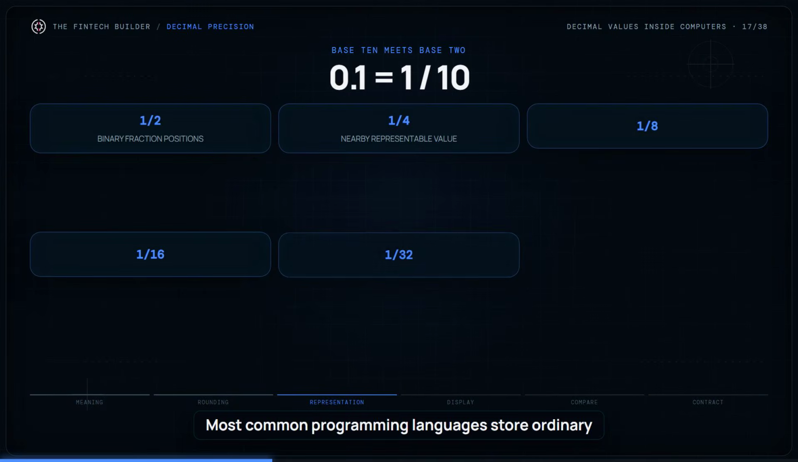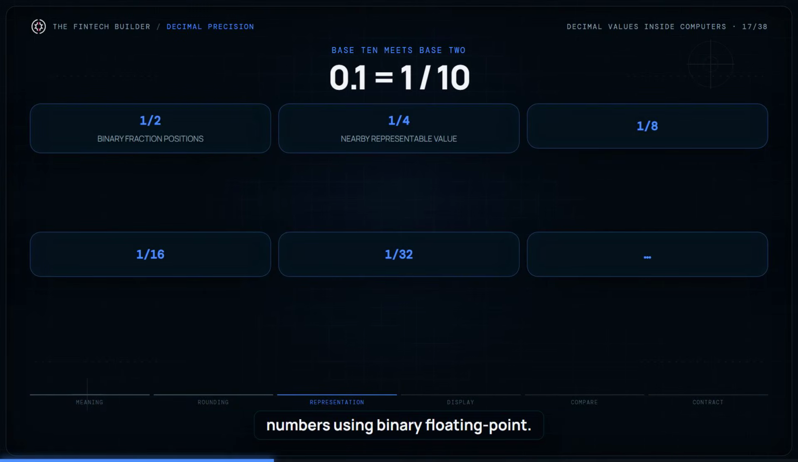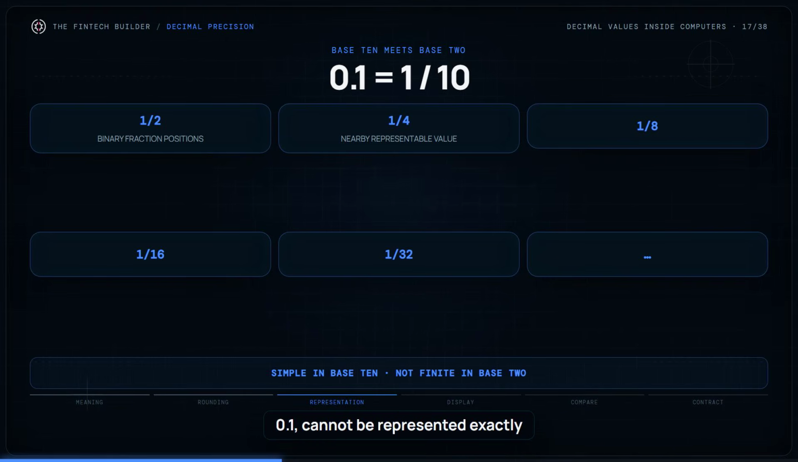Most common programming languages store ordinary numbers using binary floating point. Binary floating point represents numbers using powers of 2. Many simple decimal fractions, including 0.1, cannot be represented exactly as a finite binary fraction.